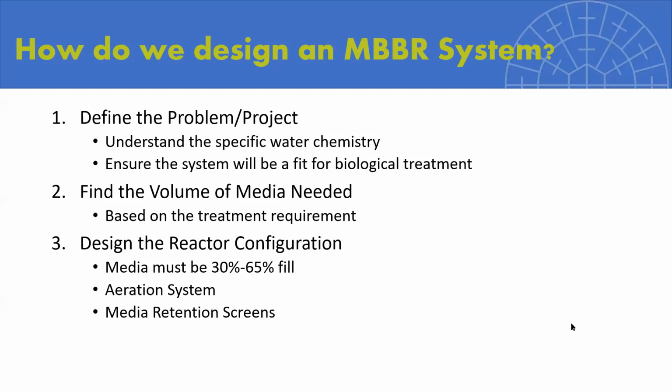So after you've defined the problem, the next step is to find the volume of media needed. This directly correlates to how much treatment you can achieve, how much biology you can grow within the system. It's going to be based off of your treatment requirement. And then after we know how much media we need, we're going to design the reactor configuration. The aeration system and the media retention screens are also very important to ensure that you're designing a reactor that has proper hydraulic flow through it and kinetics so that you have that uniform distribution.